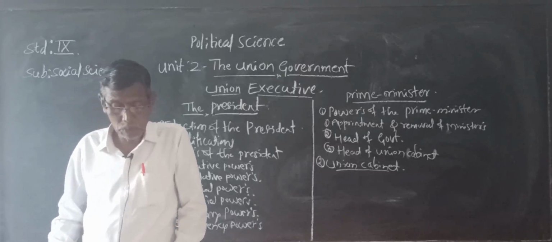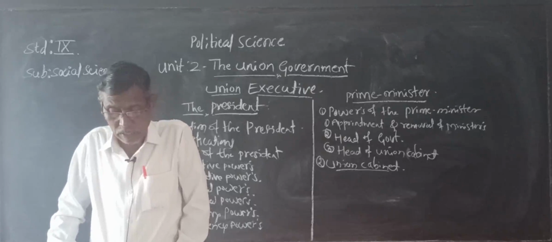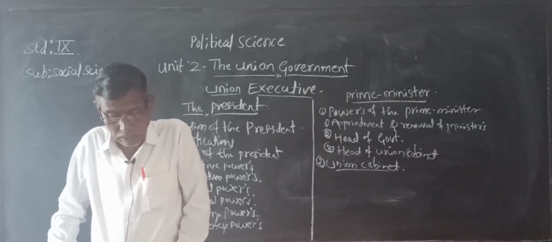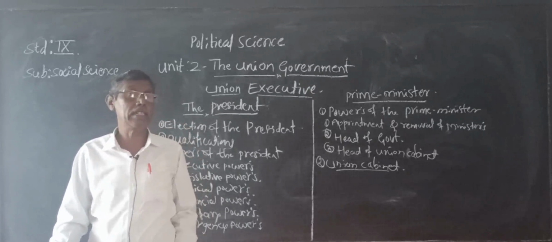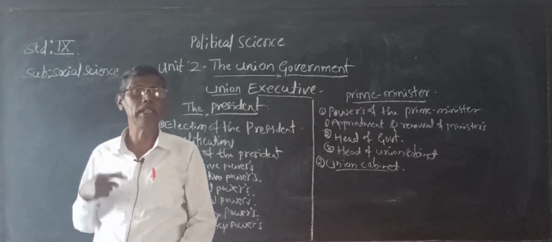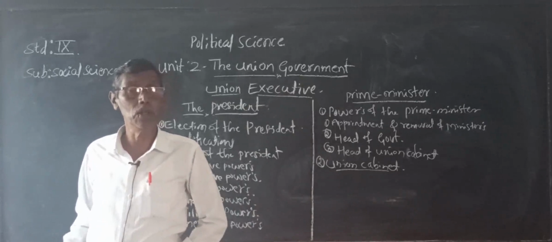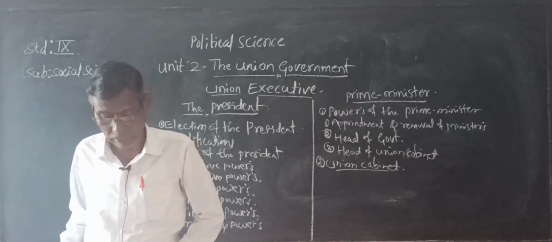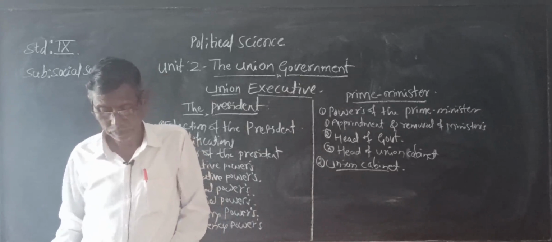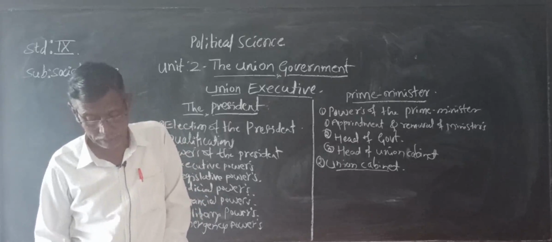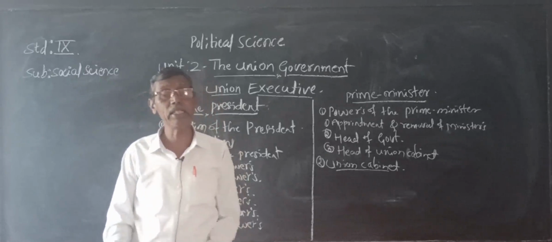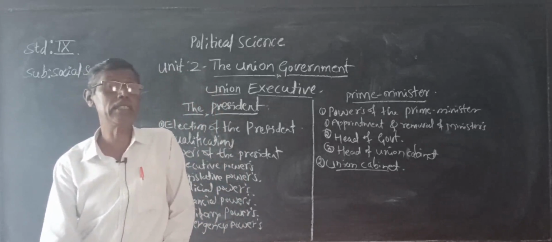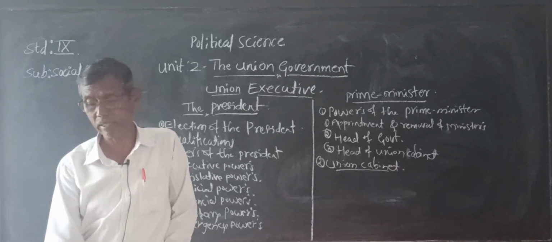When the parliament approves a bill and sends it to him for his approval, he may return the bill for reconsideration. Sometimes he returns the bill to Lok Sabha for reconsideration. Now he may dissolve the Lok Sabha. He has power to dissolve the Lok Sabha. These are the discretionary powers of the President.